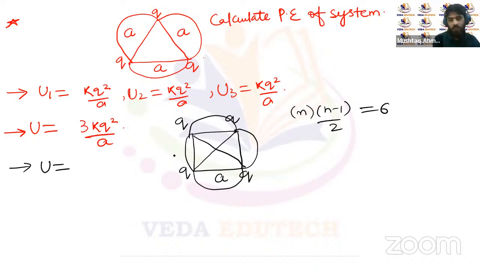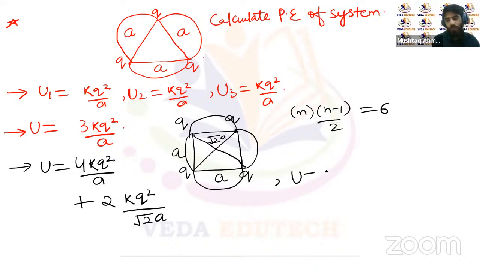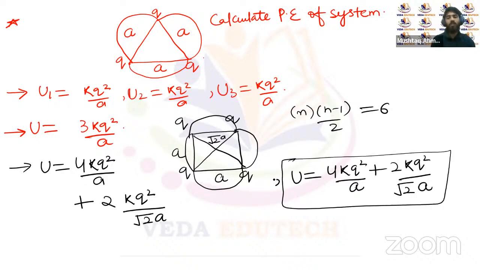If this is A, then this diagonal will be root 2 A. Then 4 terms will be because of the side charges, so we can write 4KQ square upon A, and the 2 terms will be because of the 2 diagonally opposite charges, so it will be 2 times KQ square upon the distance, that's root 2 A. So the total potential energy of the system will be 4KQ square upon A plus 2KQ square upon root 2 A. That's how we calculate the potential energy due to n charges, or the work done required to create a system of n point charges in space.